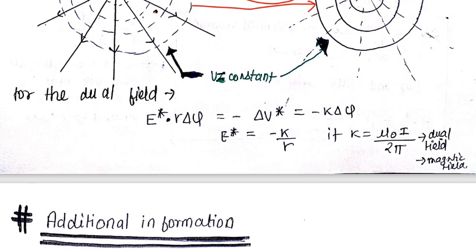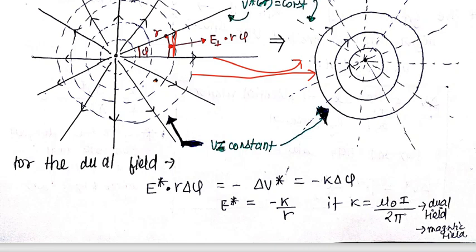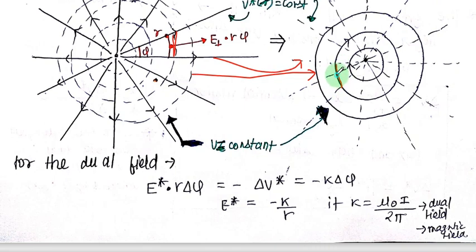Now here for the dual field we can say that E star R delta psi. Now what is E star? This is the dual field, and R delta psi must be the function for the potential. So R delta psi means some component like that. Here let us say this is R delta psi, and E will be somewhat perpendicular to that. So that will give us the potential function, that is minus K delta psi, and E star is already minus K by R. We already know that.